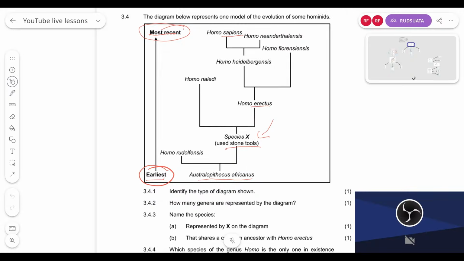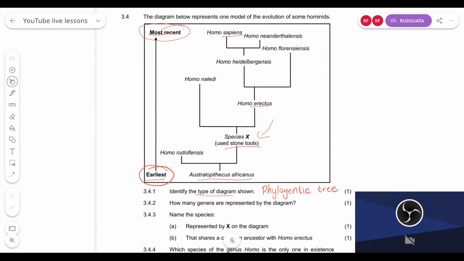And so now we're going to go into the questions. I'm going to show you how simple this question actually is and how many easy marks you'll be able to get. The first thing says, identify the type of diagram shown. And this, everyone, is a phylogenetic tree. Okay, phylogenetic tree. Easy, right?